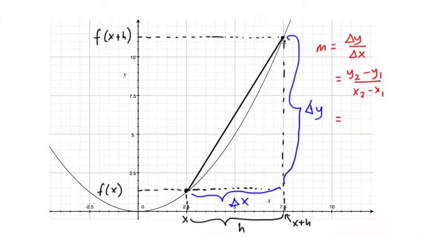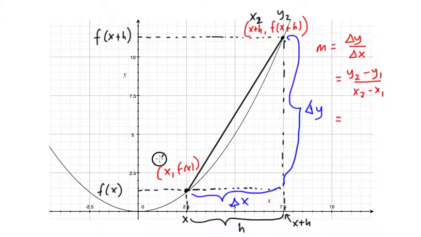So now what is y2? This is going to be our second point. So this coordinate over here is x plus h, f of x plus h. And this coordinate here is x and f of x. So let this be our x. This is going to be our x2, y2, and this is going to be our x1, y1. This here is a comma, by the way. It's not x1, it's just a comma. And that's a comma as well.